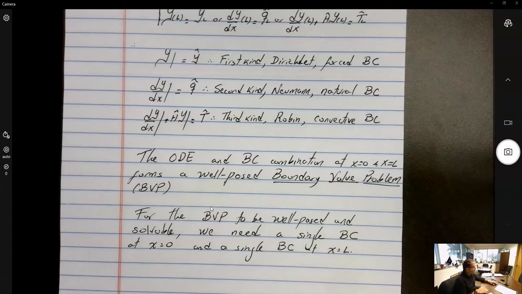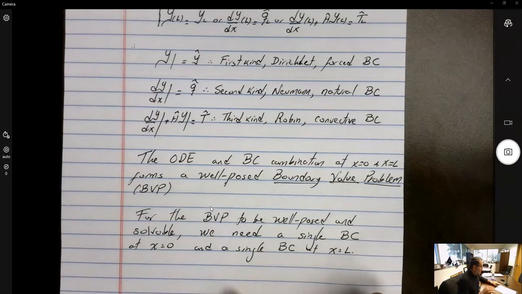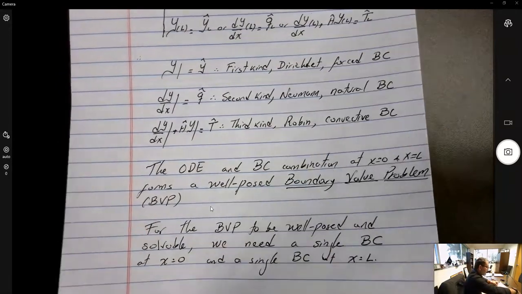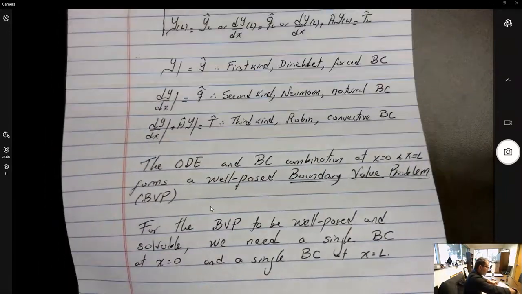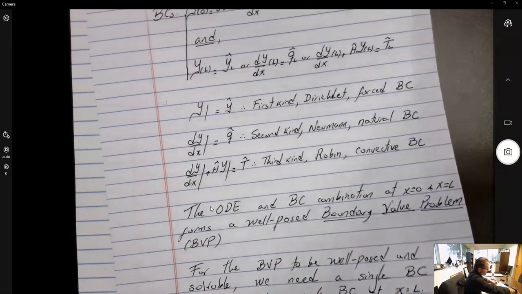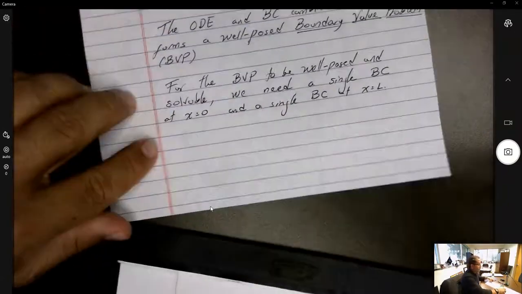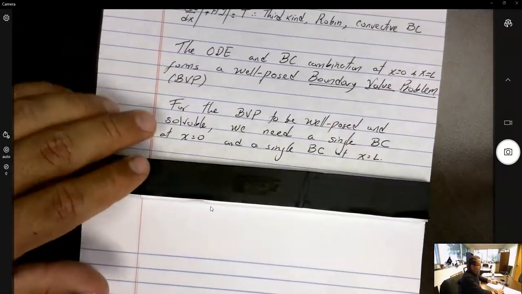We're trying to solve a second order differential equation, second order ODE that's linear, constant coefficient, and homogeneous. And again, that equation can be a function of space, or it can be a function of time, or the field variable itself can be a function of space or a function of time. All right.